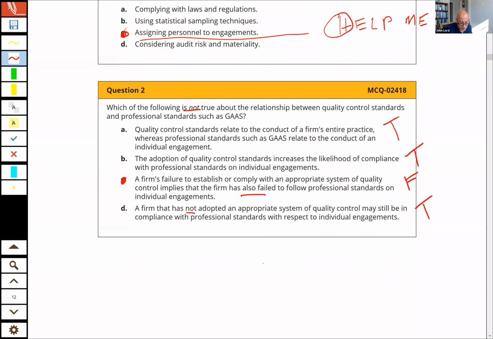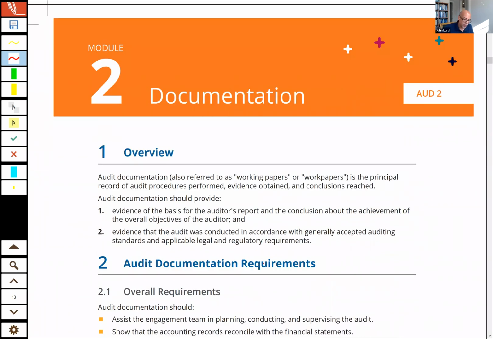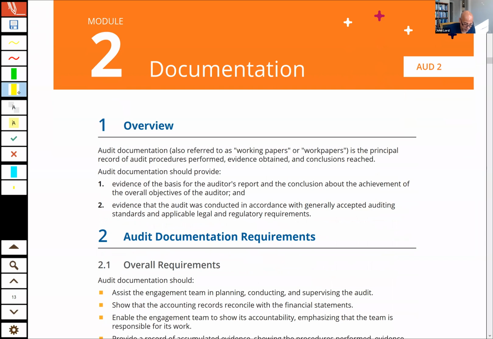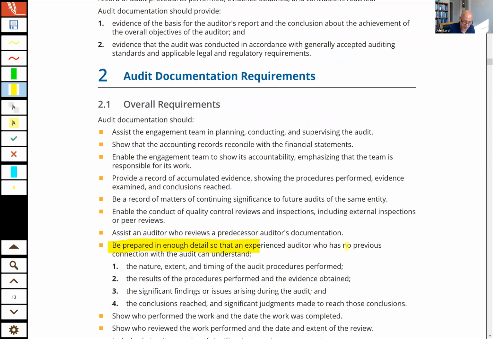Okay, good. Let's come over and let's start to talk about documentation. Now, when we look at documentation, I'm going to jump down to the most important thing to think about with documentation. It has to be prepared in enough detail so that an experienced auditor who has no previous connection with the audit can understand what was done on the engagement. And I'm not going to get into the detail of what they want to understand because I think it's self-evident as you start to know what you're doing on an audit.